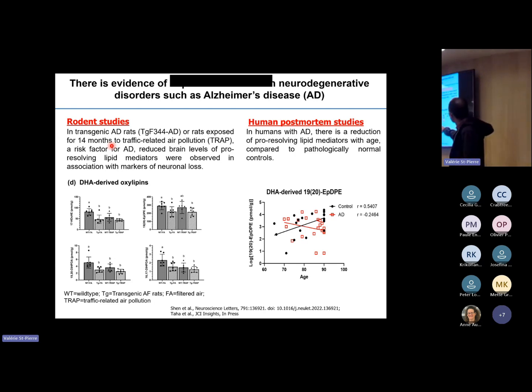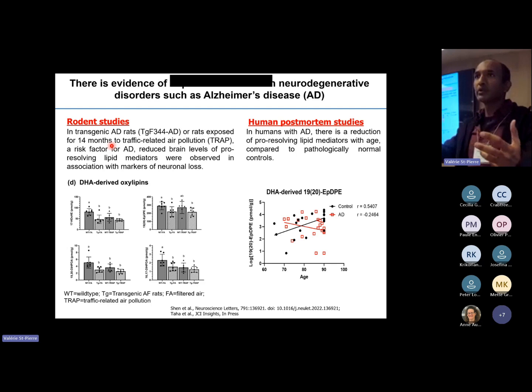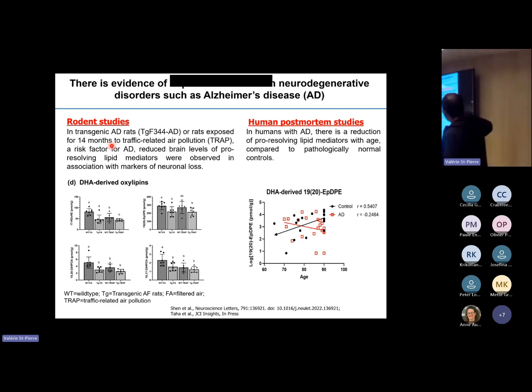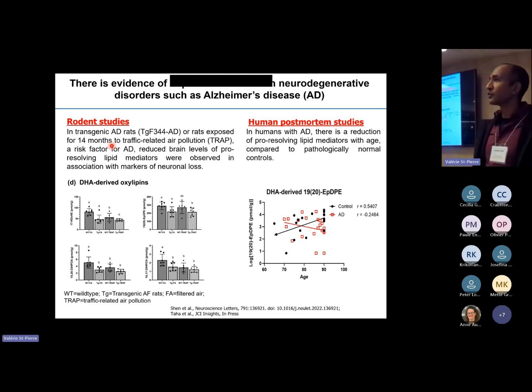But as you can see in controls with age, you sort of maintain your pro-resolving lipid pools in the prefrontal cortex. With Alzheimer's, with age, this sort of goes down, suggesting that in Alzheimer's, you do have an impairment, a reduction in pro-resolving lipid mediators and an impairment in resolution pathways. So I'm going to circle back to ketones shortly.